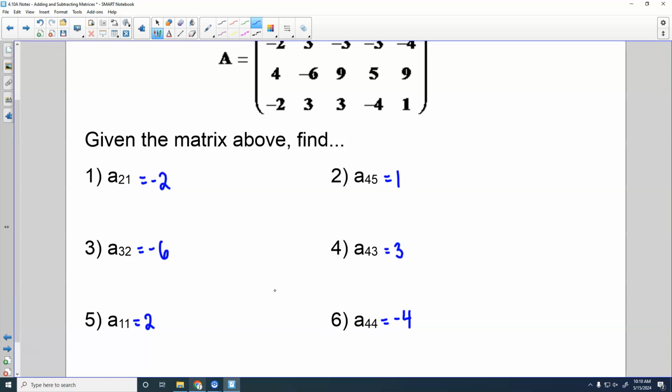-2, 1, -6, 3, 2, -4. I may have messed them up, so double check. Is that what you guys are getting? Okay. All right, so let's continue on.